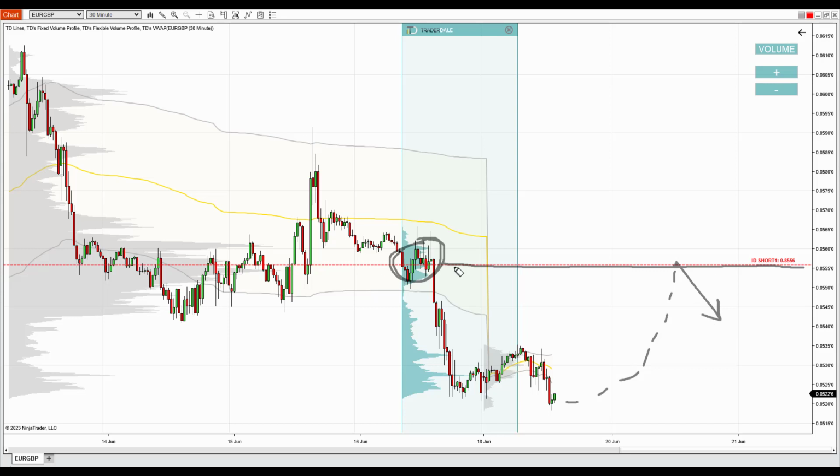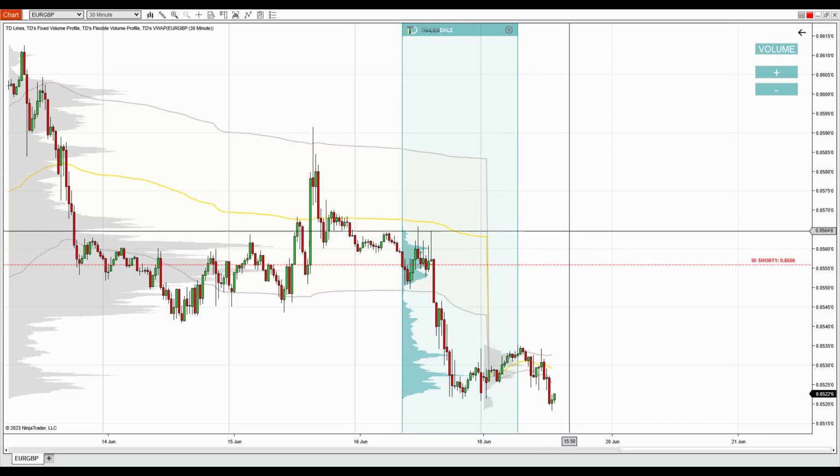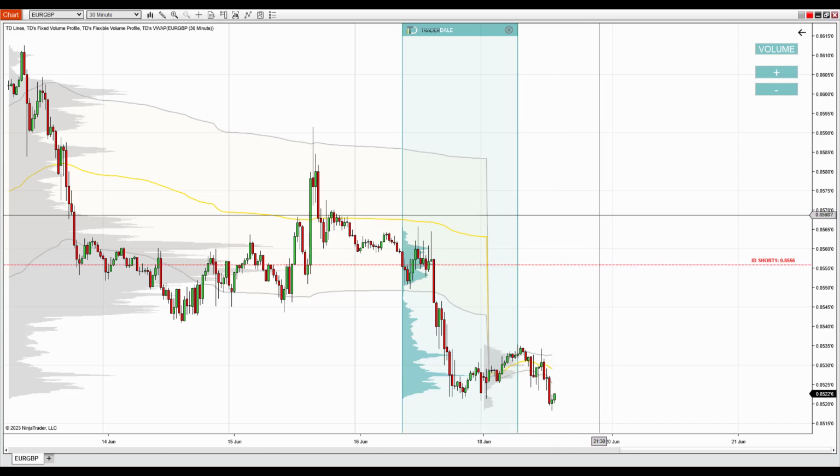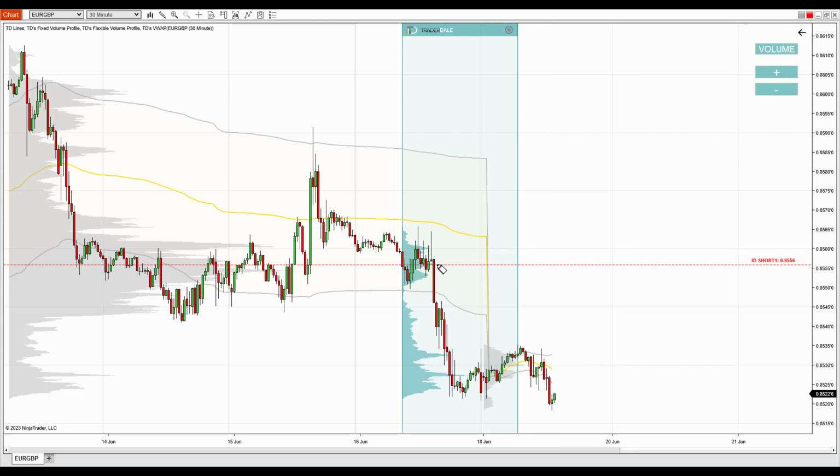All right, the level which I marked here, the resistance, is at 0.8556. In this case, it was a bit tricky to pinpoint the exact level. I placed it in here because this is where the heaviest volumes within this heavy volume zone were traded. Also, this aggressive selling activity started from here, right? So that's why I placed the short from here.